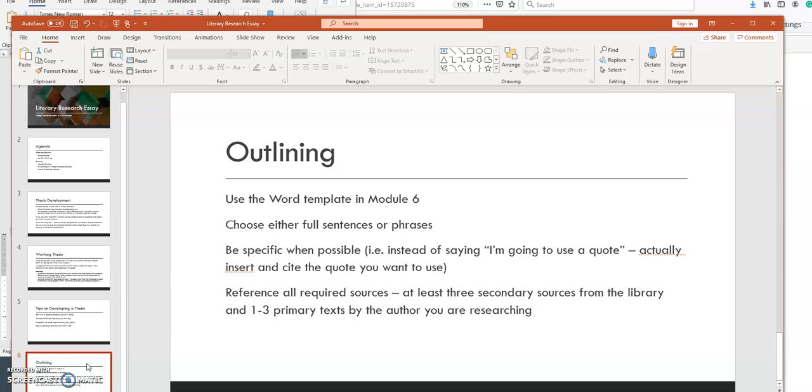When you are outlining, you want to make sure that you reference all the required sources. So the draft requires you to have at least 3 secondary sources from the library, in addition to 1 to 3 primary texts by the author that you are researching.